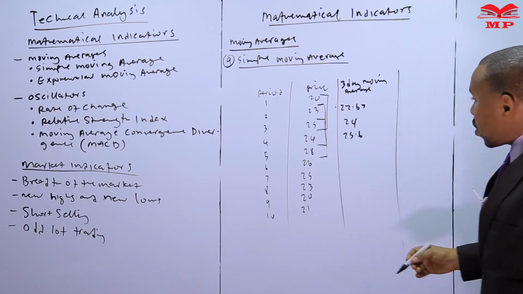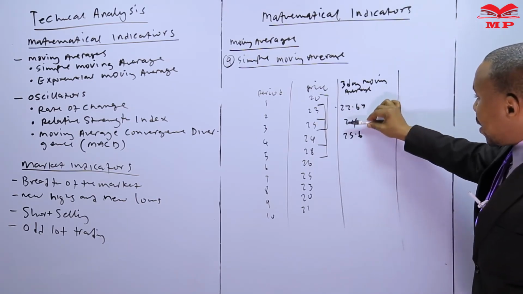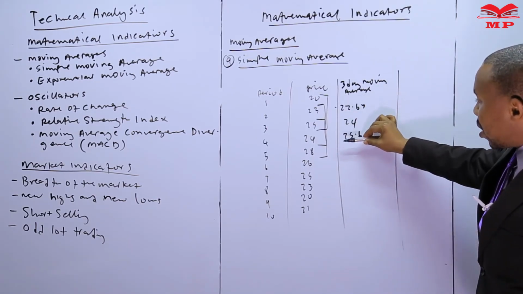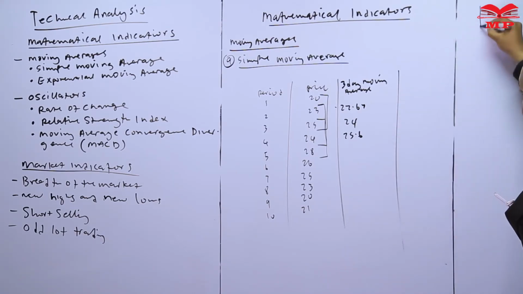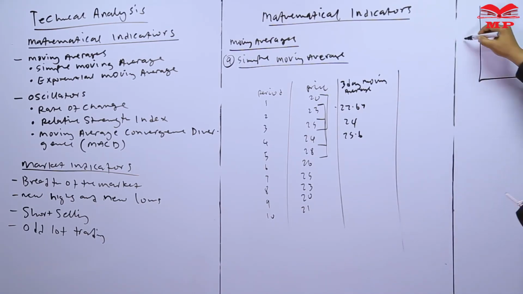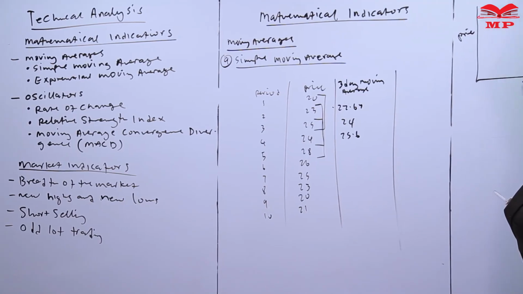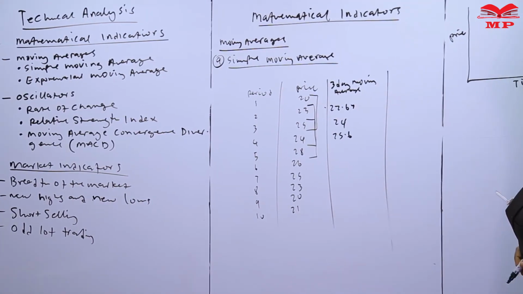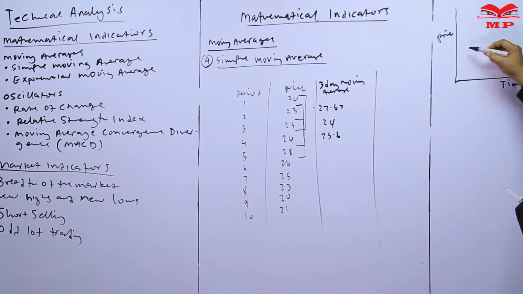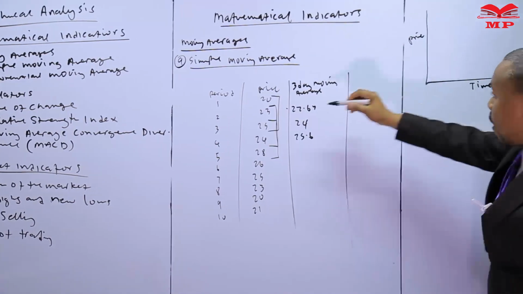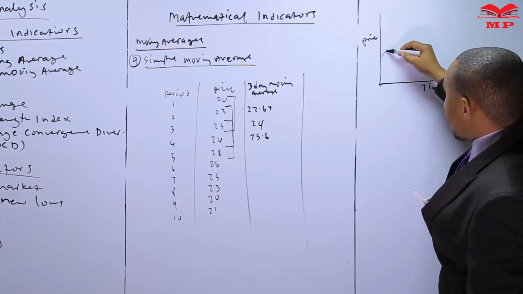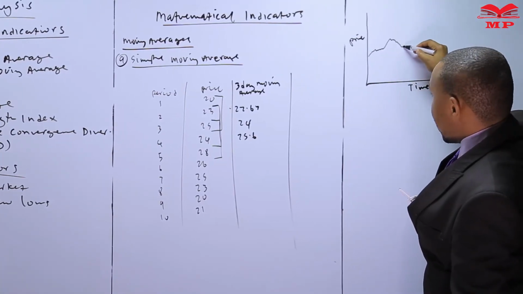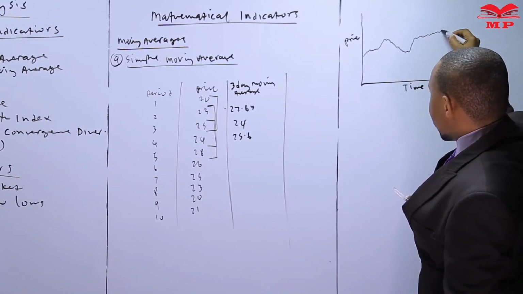25.6. Notice what we are doing. We are conducting a 3-day moving average for each 3-day period, so that when we plot the price against time, we will first plot the period against the price. So probably you'll have something like that, just for example.